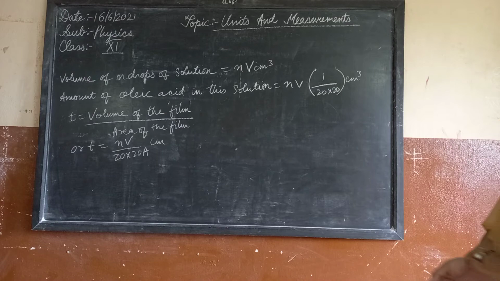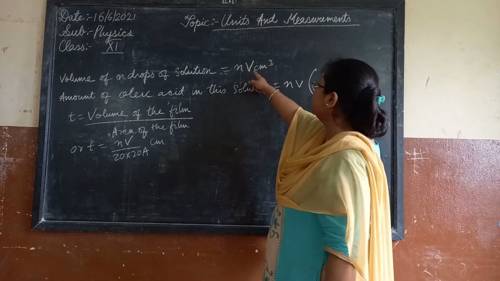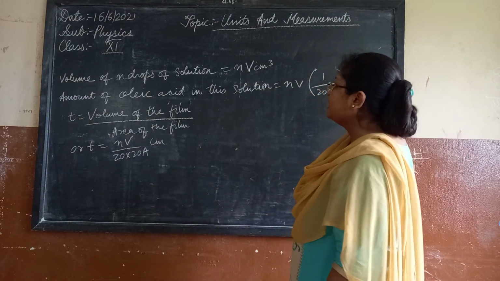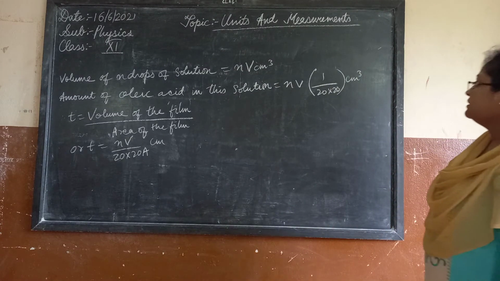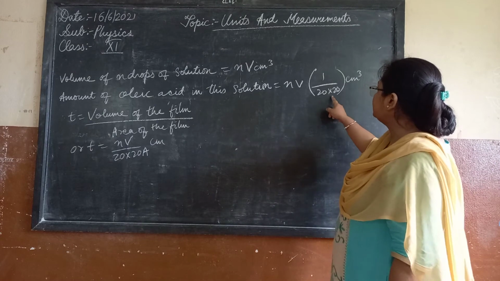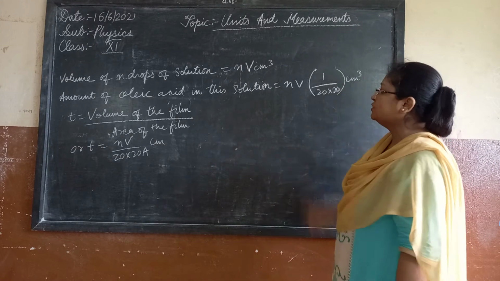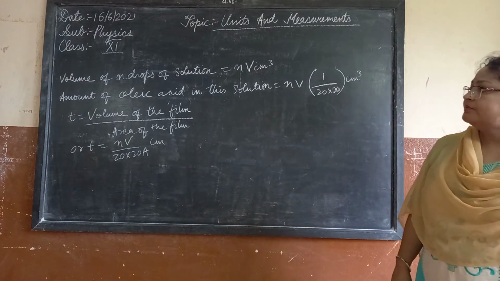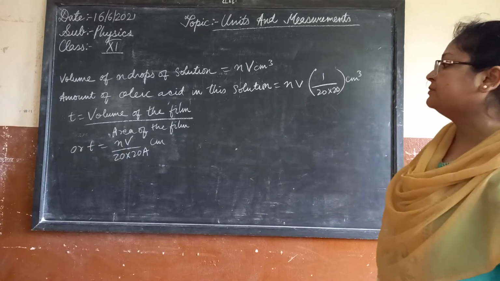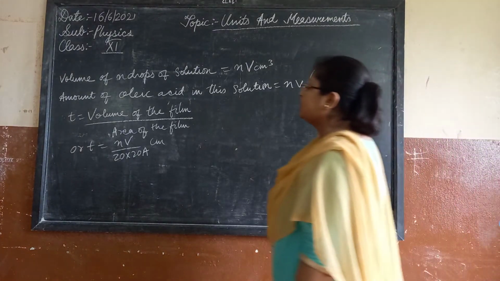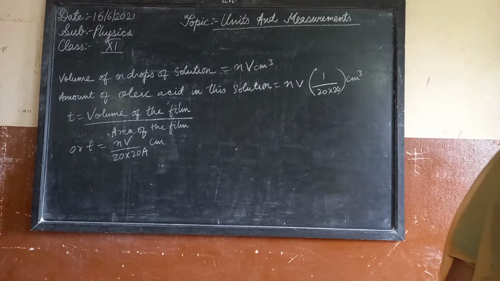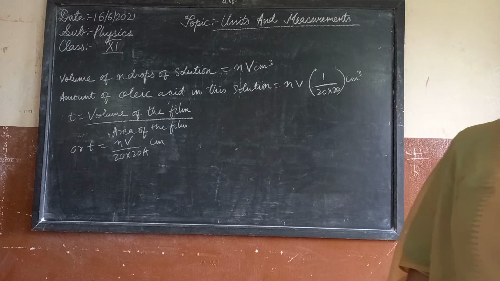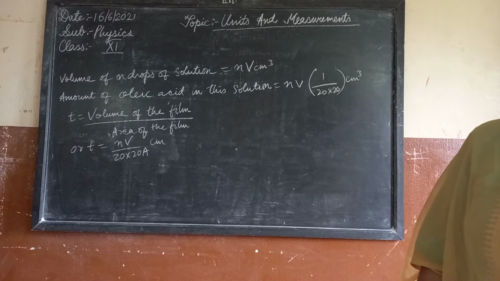So the volume of n drops of solution will be given by n into V cubic centimeter. The amount of oleic acid in the solution will be given by n into V into 1 upon 20 into 20, that is 1 upon 400 cubic centimeter, and the thickness t will be equal to the volume of the film upon the area of the film, that is t equals nV upon 20 into 20 into A centimeter. Okay, so if we assume the film has a monomolecular thickness, then this becomes the size or the diameter of a molecule of oleic acid.